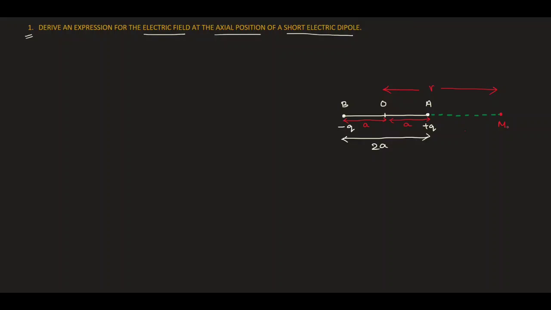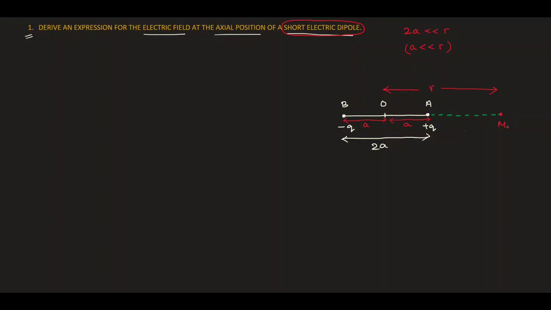Okay. Now look at the question. The question is saying that we have to find the electric field strength at this point M due to a short electric dipole. So what is the meaning of short electric dipole? Short electric dipole means the dipole length, which is 2a, should be much smaller than the distance of the axial point, which is r. So 2a should be very small compared to r, or I can say that a is much smaller than r. So this is the condition for the short electric dipole.